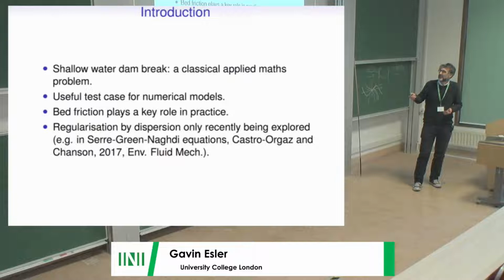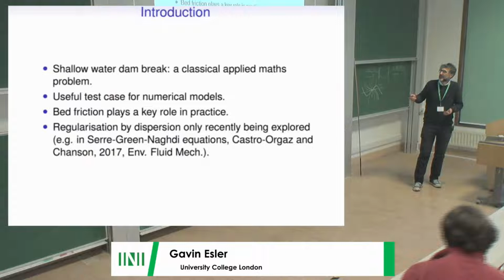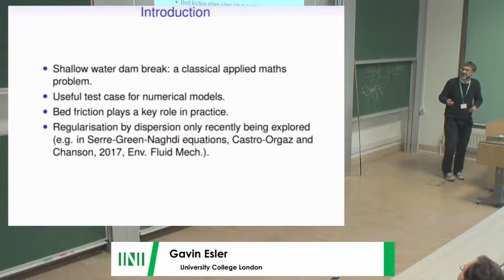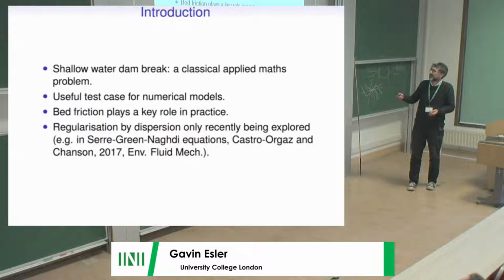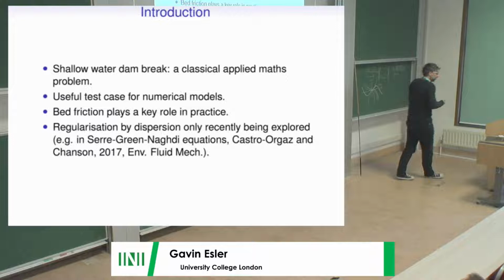And as I said, most of the dispersion in this talk is going to be fairly speculative. Some people have already made an attempt to solve the dam break problem in the Serre-Green-Naghdi equations. I think it's fairly preliminary. What I'm going to talk about in this talk is a feature which may exist in the exact solution, which is hard to pick up in numerical simulations.